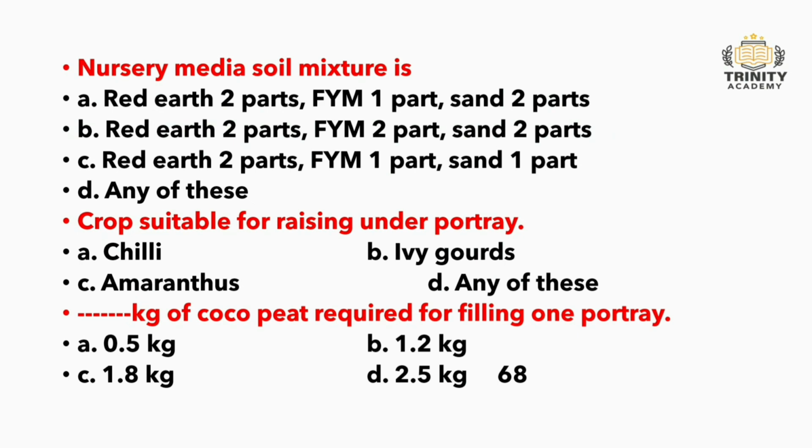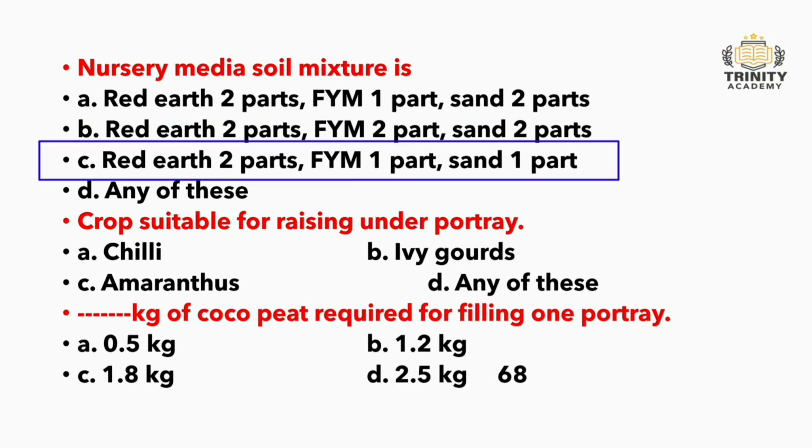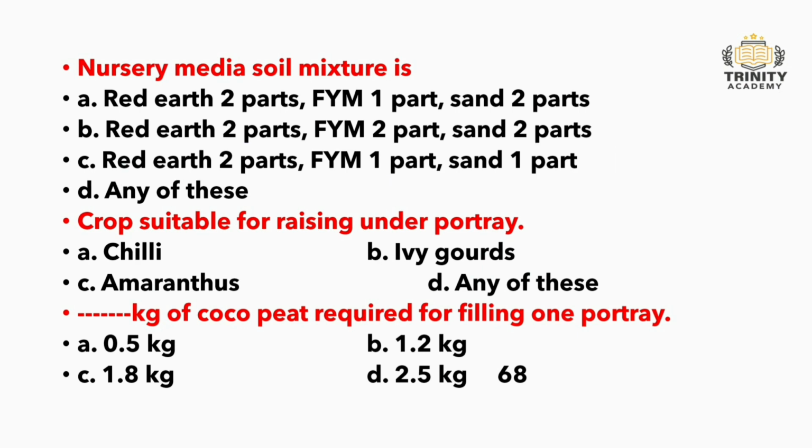Soil mixture used in nursery media is red earth 2 pots, FYM 1 pot and sand 1 pot. Crop suitable for raising under pro-tray: chili. Dash kg of cocoa peat required for filling 1 pro-tray.